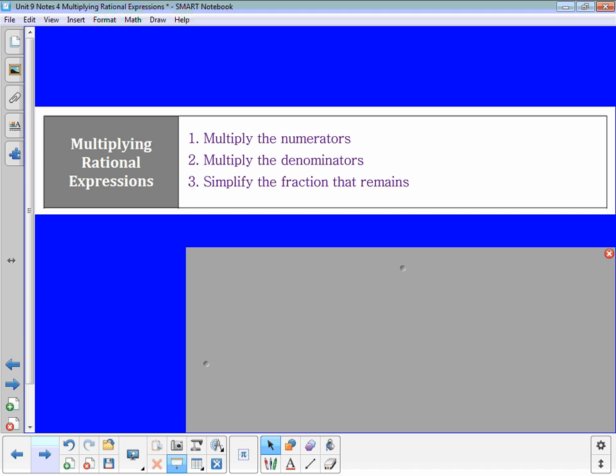So here are our steps for multiplying rational expressions. First thing we want to do is multiply the numerators. Okay, so we're going to multiply the two numerators together. We know how to do this, whether it be multiplying binomials or multiplying monomials. Okay, next is to multiply the denominators. That's going to follow the same step as step 1. Next, we're going to simplify the fraction that remains. So we're going to do a lot of what we did yesterday. That third step is really just pulling together what we did yesterday.